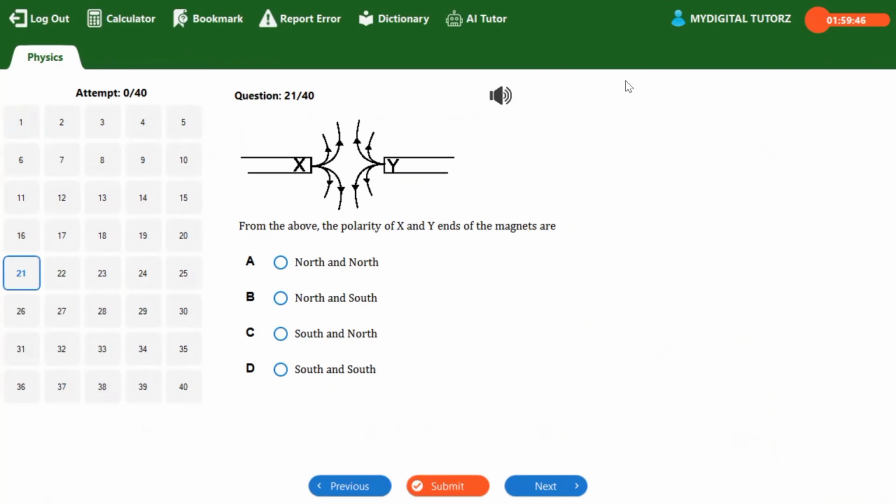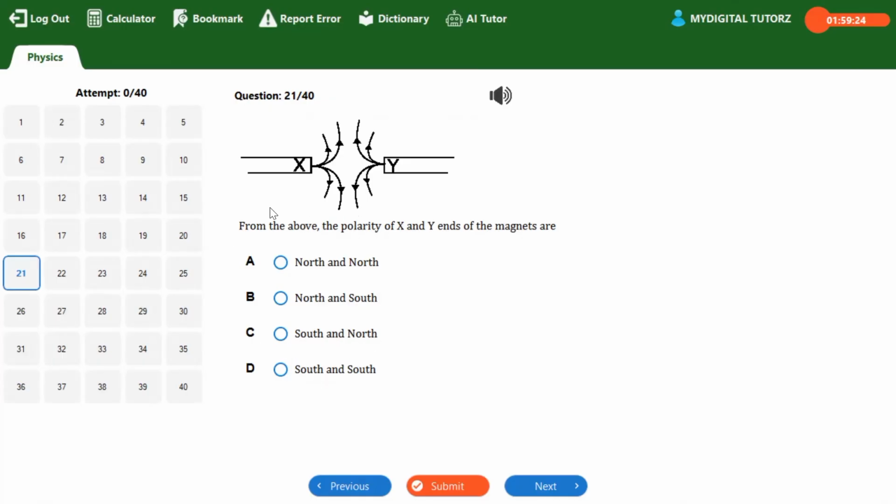Question 21 says, from the above, the polarity of X and Y ends of the magnet are A, north and north, B, north and south, C, south and north, D, south and south.